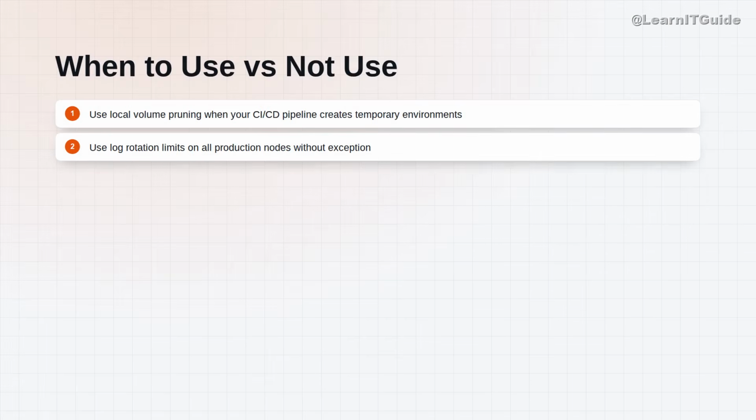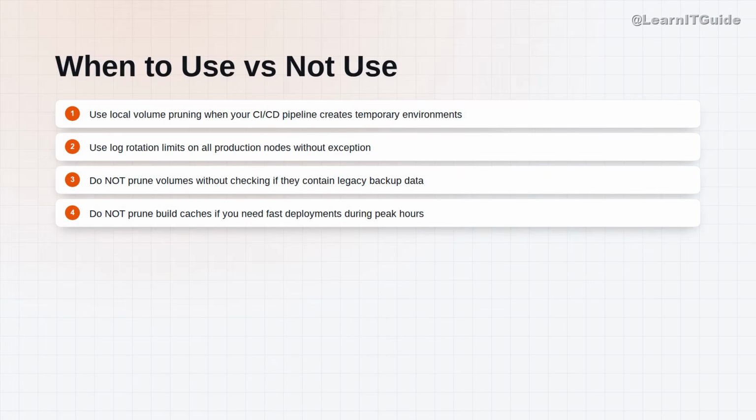When should you apply these fixes? First, always use local volume pruning if your CI or CD pipeline creates temporary environments. Second, log rotation limits are mandatory on all production nodes. Third, do not prune volumes until you verify they do not hold legacy backup data. Finally, be cautious with build cache pruning if you need extremely fast deployments during your peak traffic hours, as clearing that cache forces a full rebuild. Use these criteria to decide if this tool is right for your situation.